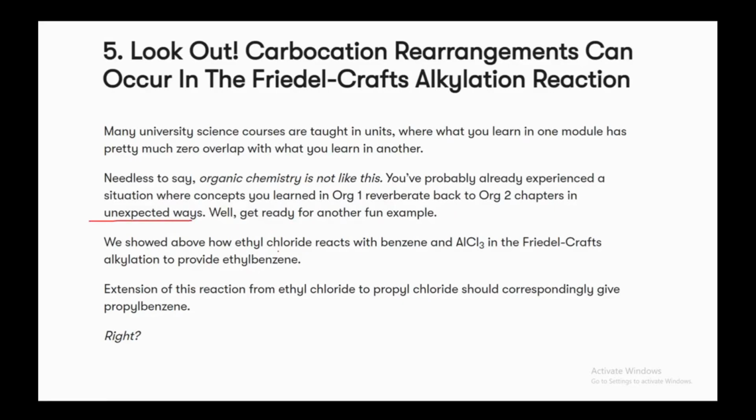We showed above how ethyl chloride reacts with benzene and AlCl3 in the Friedel-Crafts alkylation to provide ethylbenzene. Extension of this reaction from ethyl chloride to propyl chloride should correspondingly give propylbenzene, right?